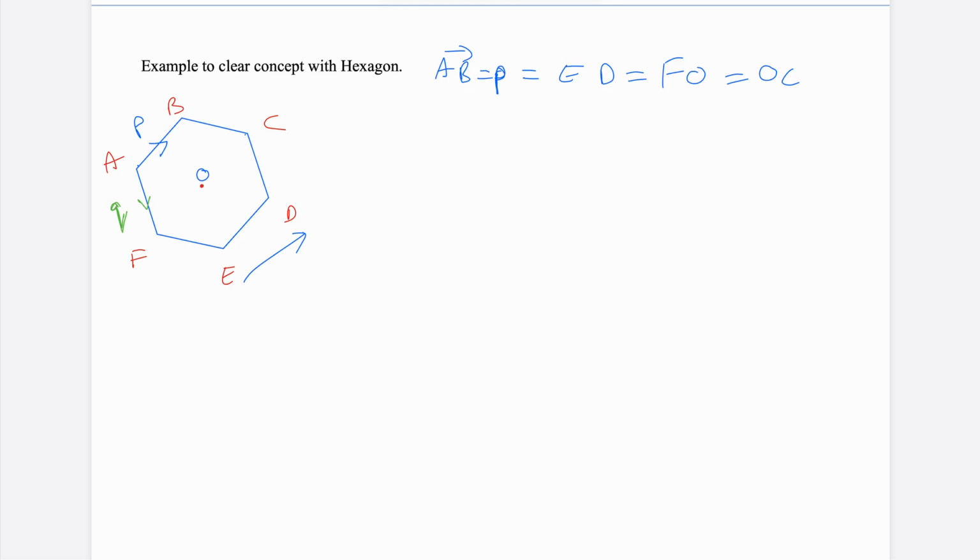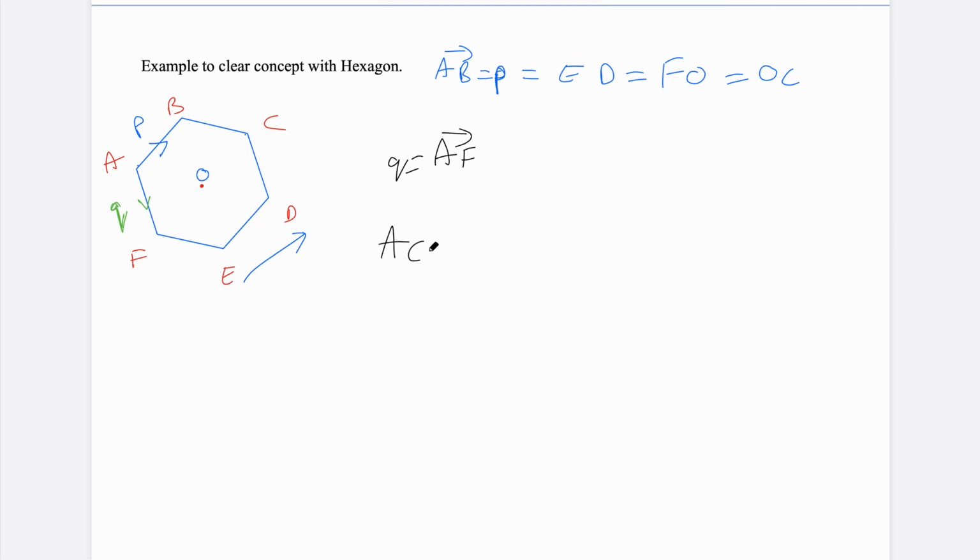Now let's see for Q. Q is equal to AF. Now this is 1, 2, 3, 4. These are the four vectors which are equal to Q, equal in length and in the same direction.